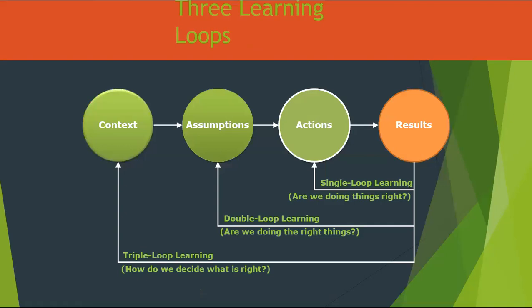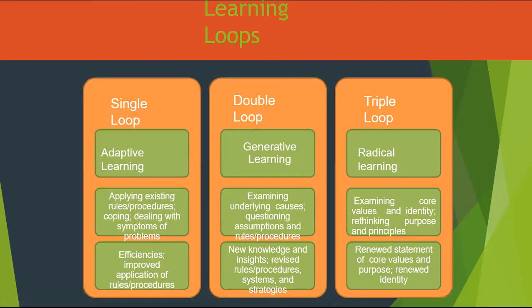If you link it, this is: are we doing the right things? To answer this question, you need to examine the underlying causes, questioning assumptions, rules and procedures. Then the third part is radical learning: examining core values and identity, rethinking purpose and principles, resulting in a renewed statement of core values, purpose, and renewed identity.